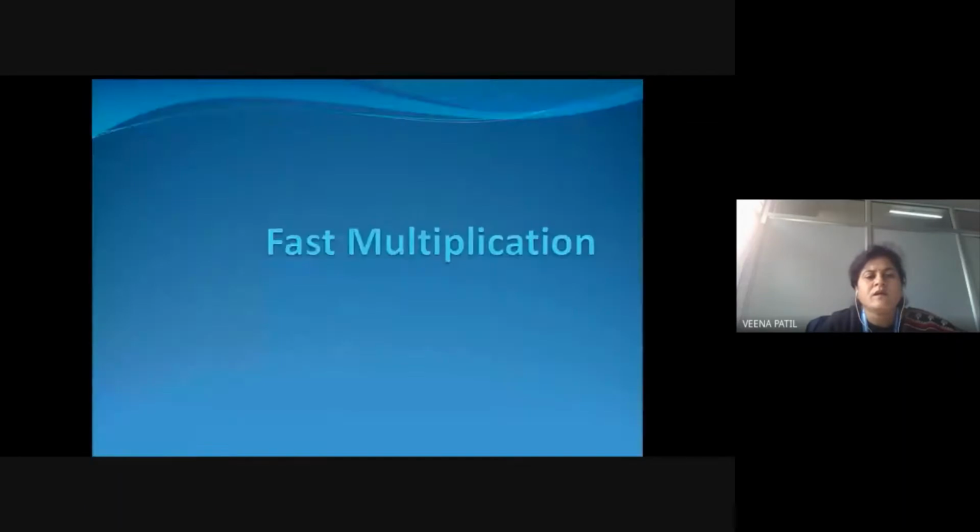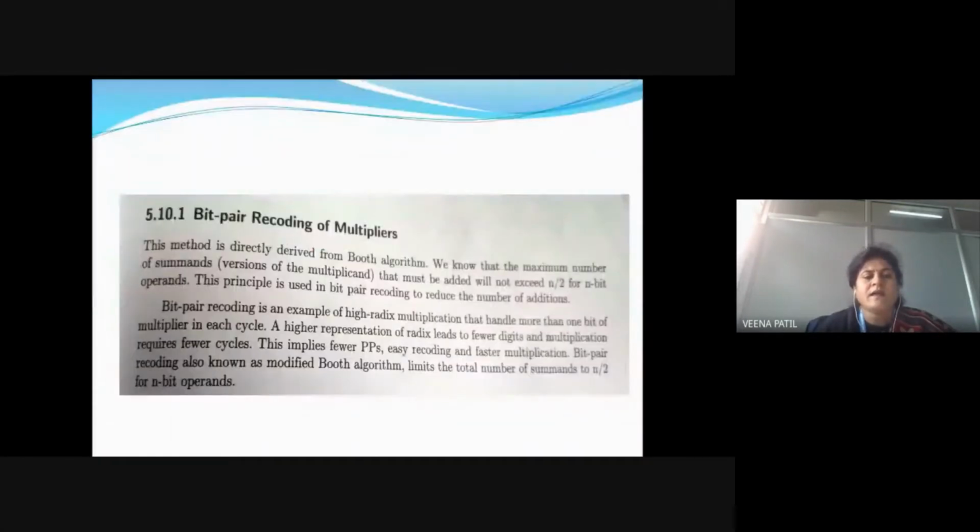Now let's see the next topic, that is fast multiplication. Why do I call it fast multiplication? Because whatever Booth's algorithm is doing, fast multiplication will take almost half of its time, and the number of steps are also reduced. Okay, so let's see here first the theoretical part.